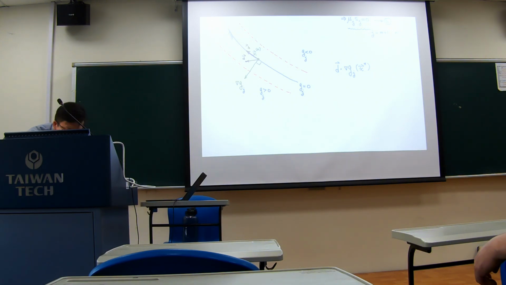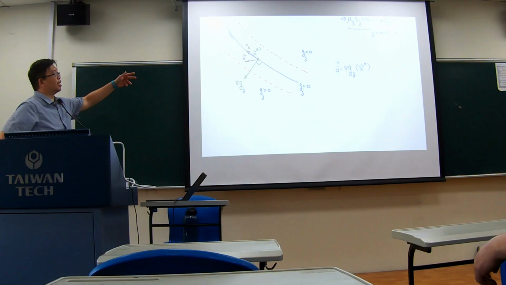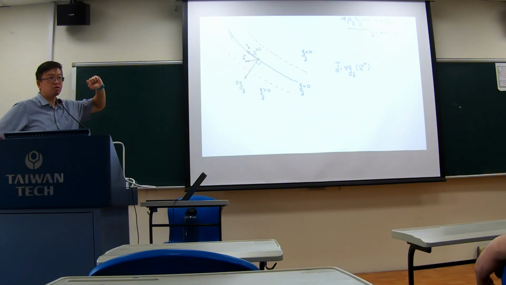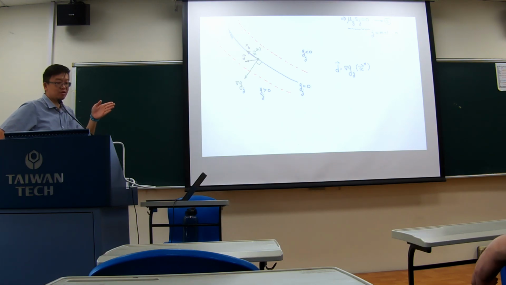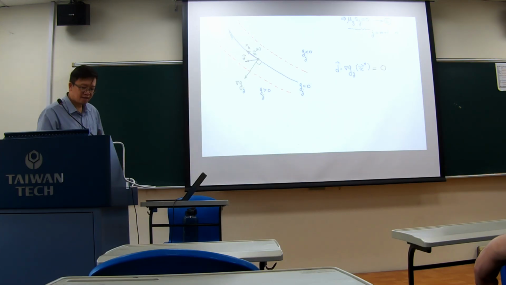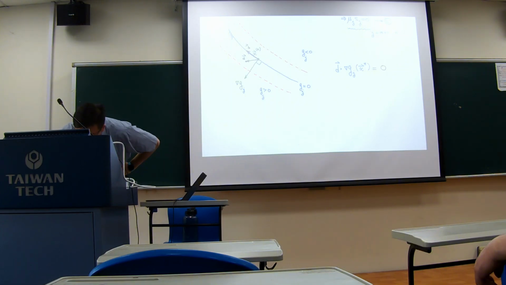How about if I move toward this direction? That's my e. If that movement is perpendicular, or at the tangent direction of your g, in that case d dot gradient g will be 0, so 90 degrees. In that case, you still stay on the boundary. So that point is still feasible. So equal sign is fine. Equal sign is okay.